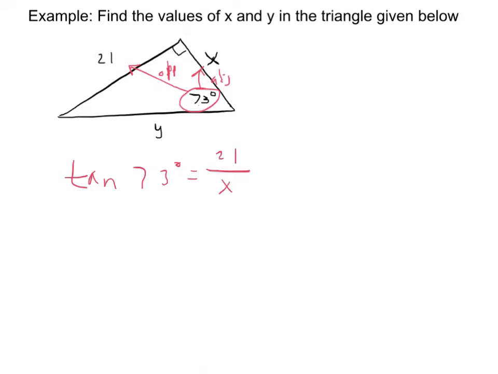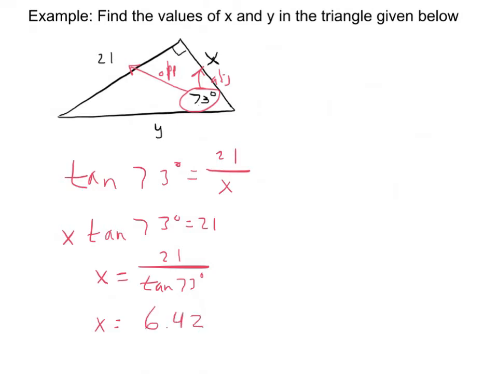As far as solving this is concerned, we'll multiply the x to the other side, get x tangent 73 degrees equals 21, and then we'll divide that tangent 73 degrees over. X equals 21 over the tangent of 73 degrees. At this point, we can go to the calculator. We put in 21 divided by the tangent of 73 degrees. This ends up being 6.42.